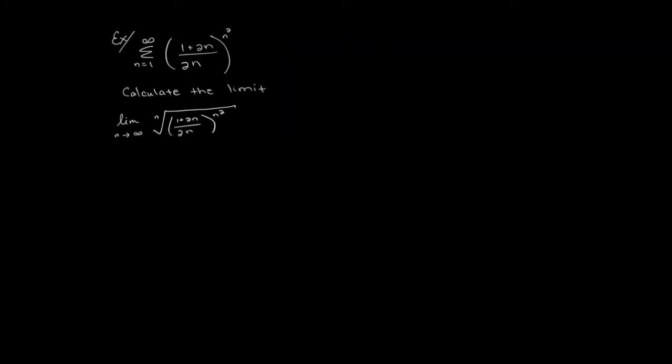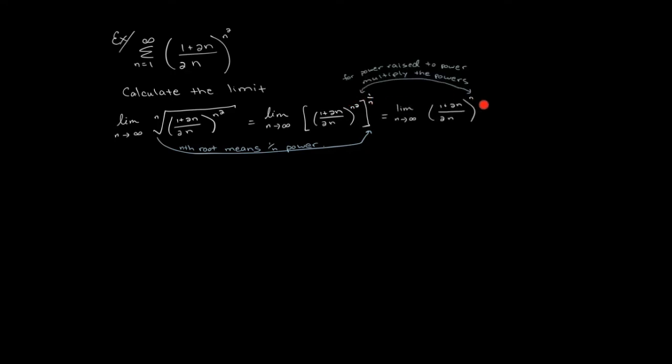So here's what we're going to do. According to the root test, we should take the terms of the series and take the nth root of those terms and take the limit as n goes to infinity. Remember that the nth root means a 1 over n power, and a power raised to a power, you multiply the powers. So the power ends up just being a single n. So here's our simplified limit.